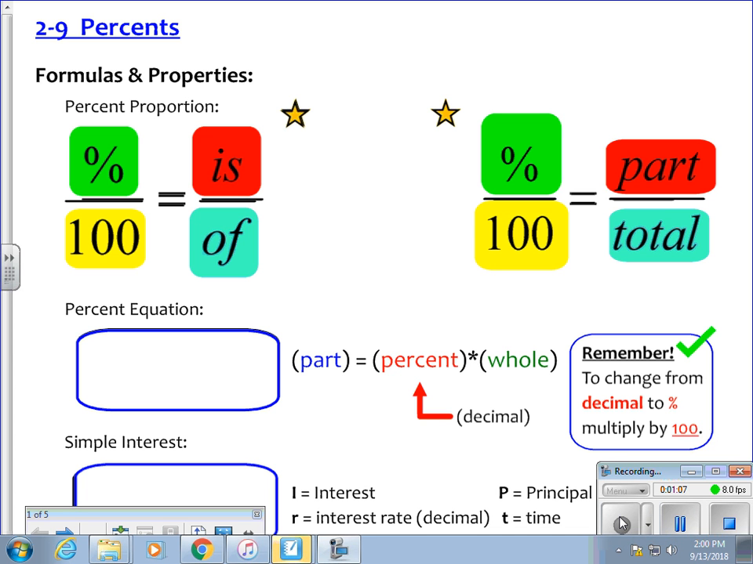Okay, this is another way that it's looked at. Percent over 100 equals what part out of the total. I actually prefer this, the part over the total instead of the is over of. I find it a little less confusing, but that's just me personally.